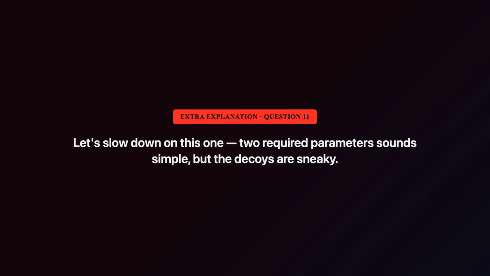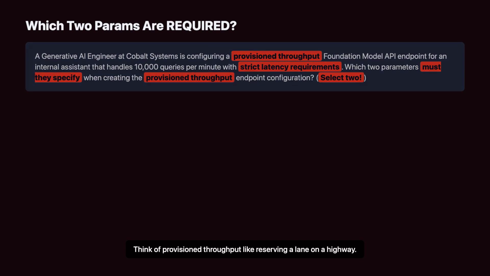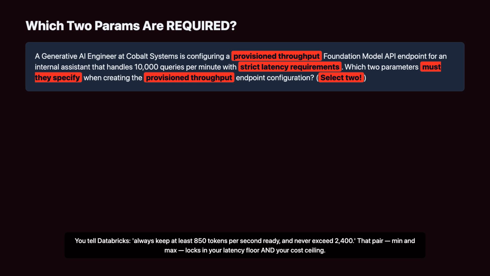Let's slow down on this one. Two required parameters sounds simple, but the decoys are sneaky. Think of provisioned throughput like reserving a lane on a highway. You tell Databricks, always keep at least 850 tokens per second ready, and never exceed 2,400. That pair, min and max, locks in your latency floor and your cost ceiling.